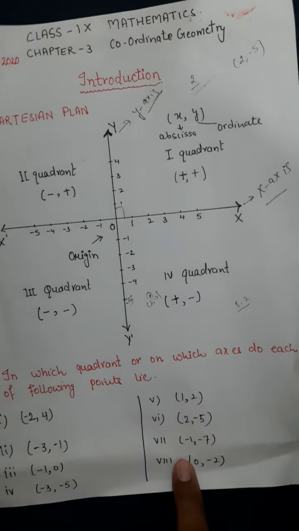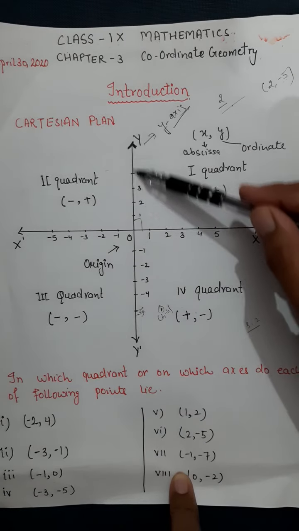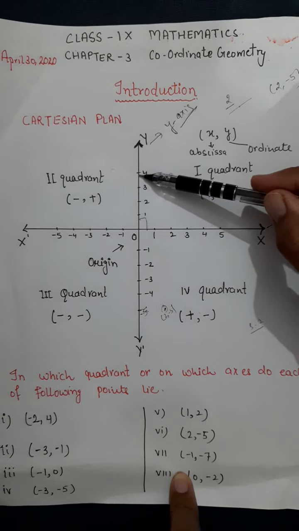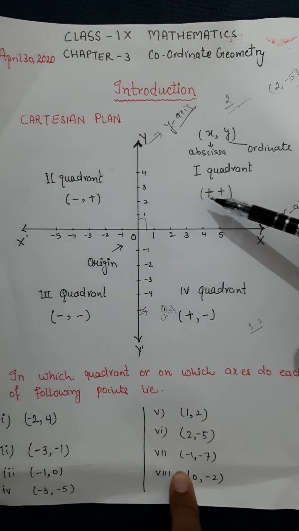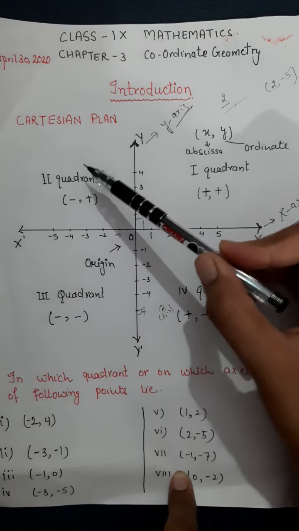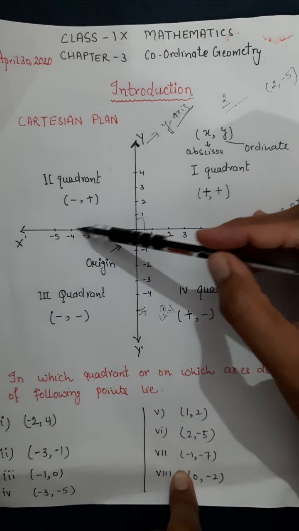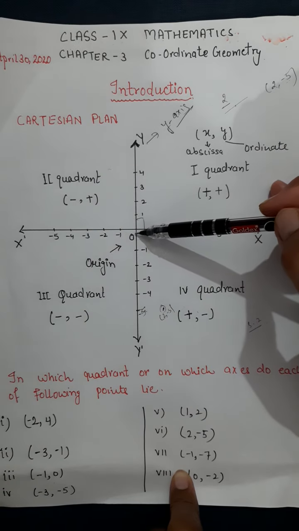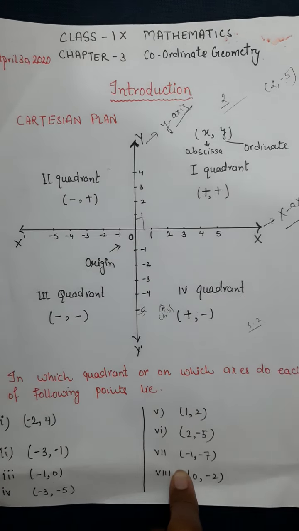I have already marked them now. First quadrant, both are positive. The first quadrant is made up of these two lines. Here x is positive, y is positive, so we have written both the positive signs. The second quadrant is made up of negative numbers, x negative, so negative sign first, and y positive.